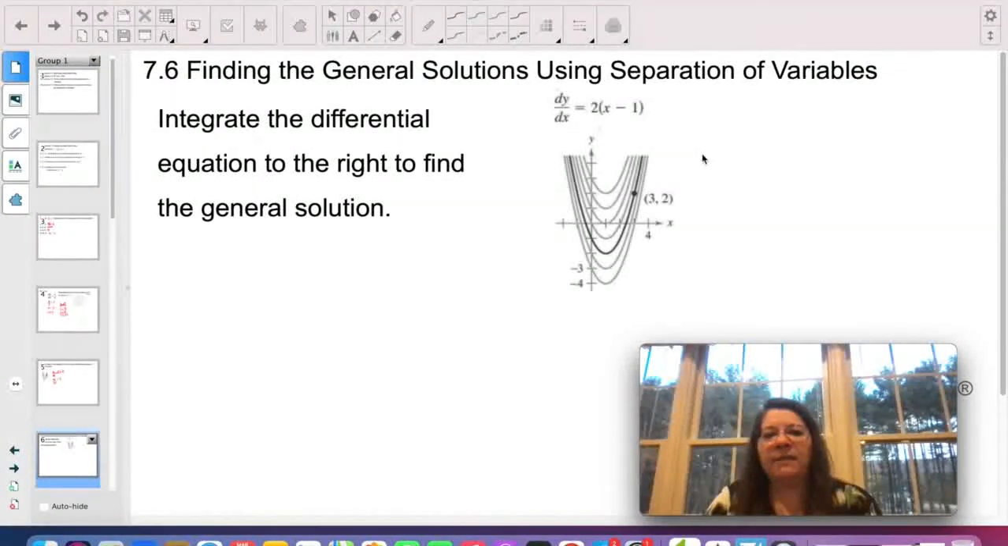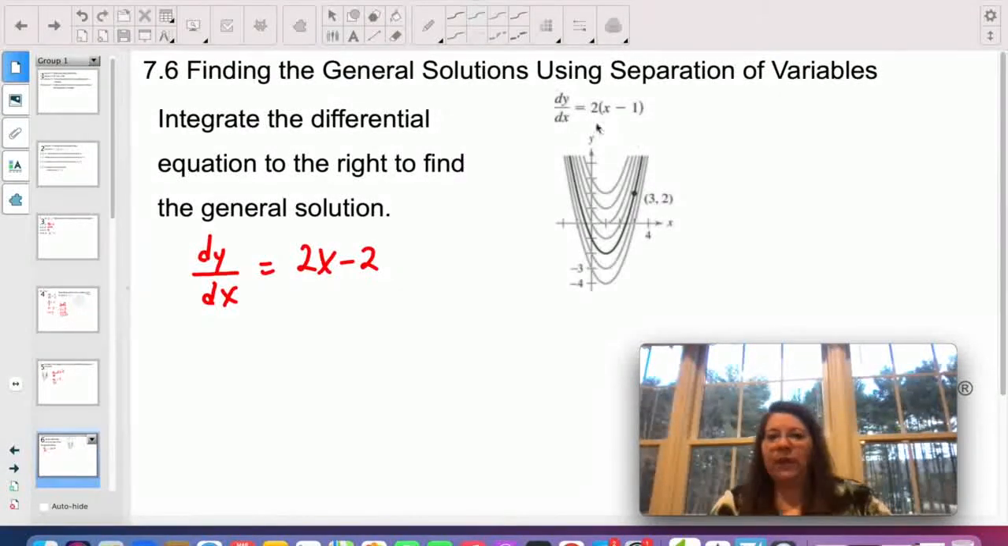So the next thing they're asking us to do is find a general solution given a differential equation. It says integrate the differential equation to find the general solution. So basically what they're asking us to do is go backwards and find the f of x function, or the y equals function. So they want us to integrate this. To set this one up, I went ahead and distributed the 2(x - 1). You don't necessarily have to do that. In my case, I just think it's easier, so that's why I did it. But again, it's not necessary. You can get the same answer without doing that.